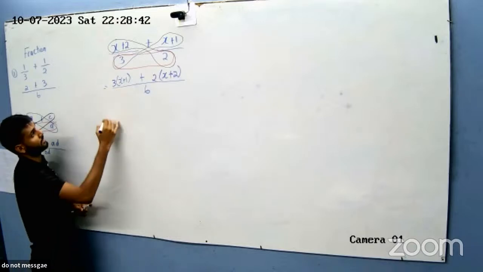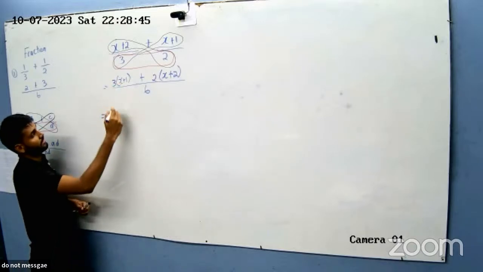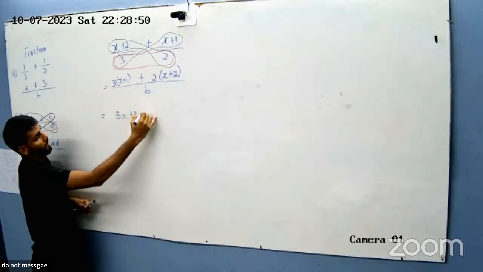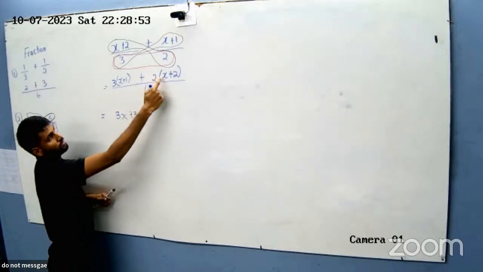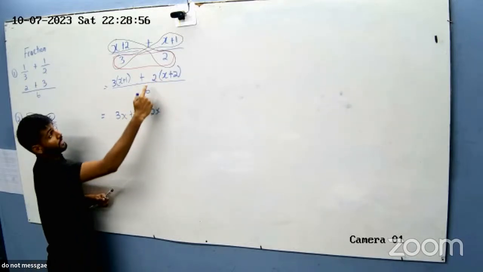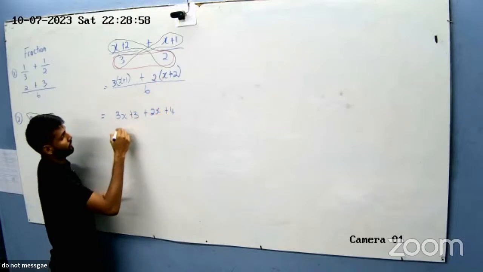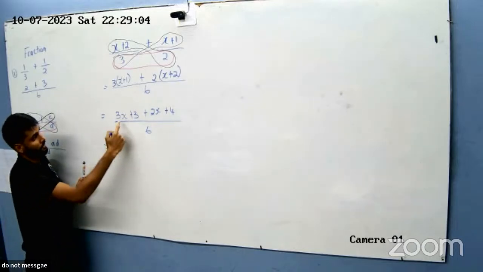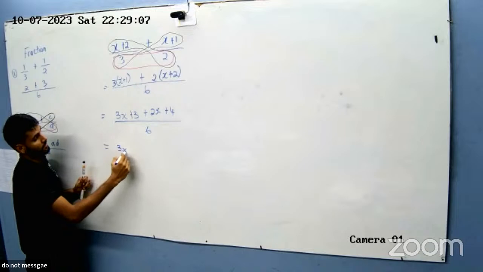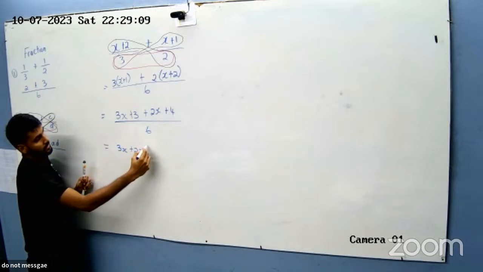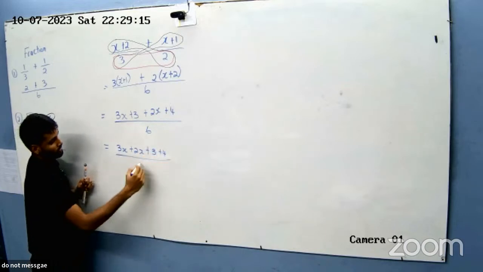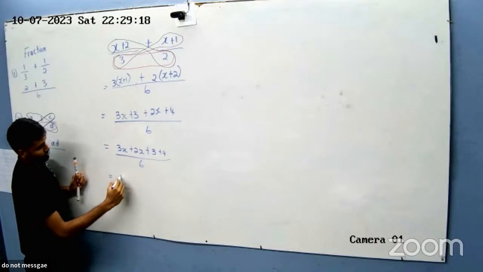And then we just expand them out, right? So 3 by x is 3x. 3 by 1 is 3, plus 2 by x is 2x. And then 2 by 2 is 4, all over 6. Then we group any like terms. Remember, we group any like terms. So the x's together, 3x plus 2x, plus 3 plus 4, all over 6. You remain with 5x plus 7 all over 6.